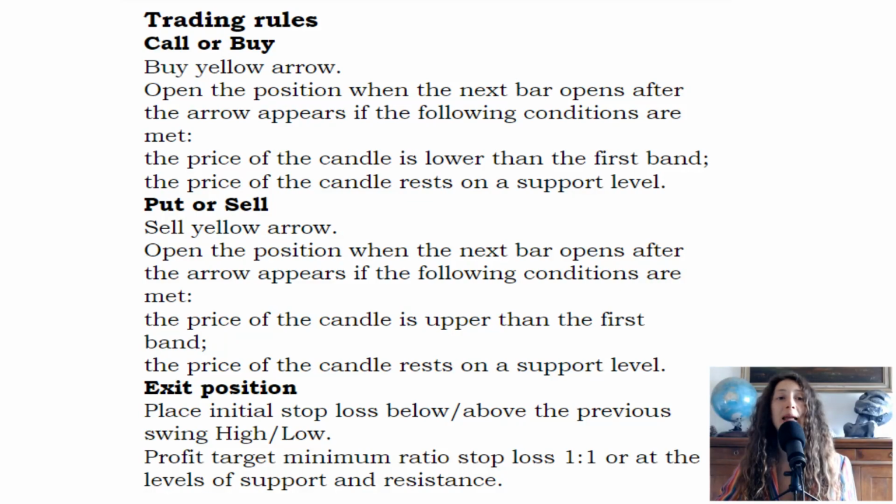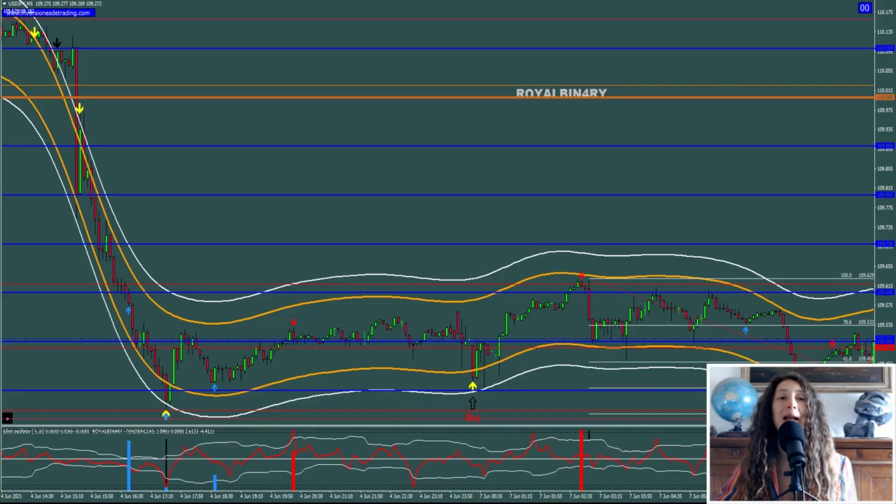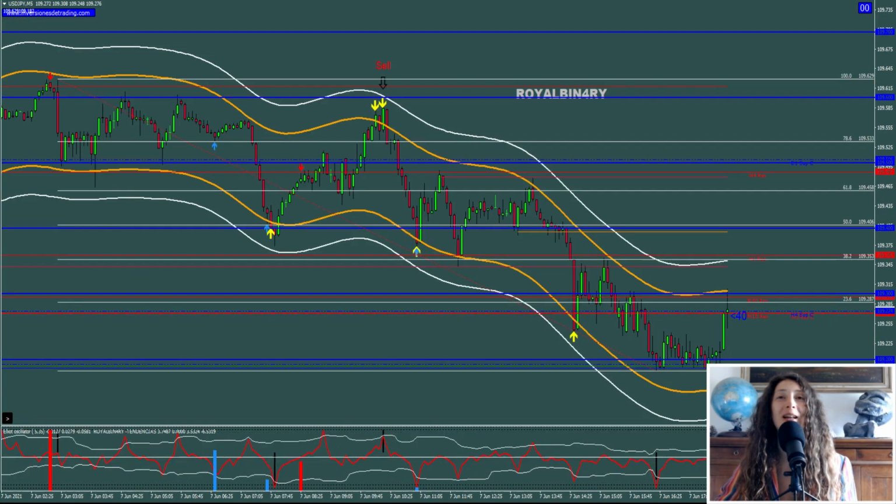Trading rules. Call or buy: buy on the yellow arrow. Open the position when the next bar opens after the arrow appears, if the following conditions are met. The price of the candles is lower than the first band. The price of the candle rests on a support level.